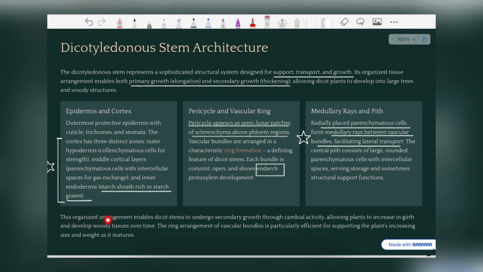This organized arrangement enables dicot stems to undergo secondary growth through cambial activity, allowing plants to increase in girth and develop woody tissues over time. The ring arrangement of vascular bundles is particularly efficient for supporting the plant's increasing size and weight as it matures.